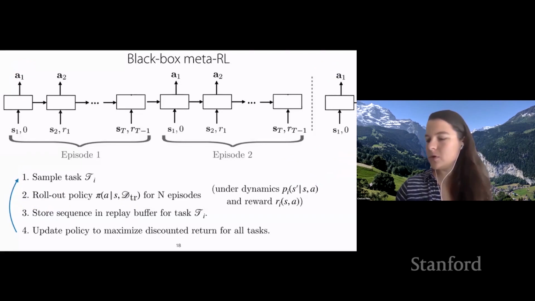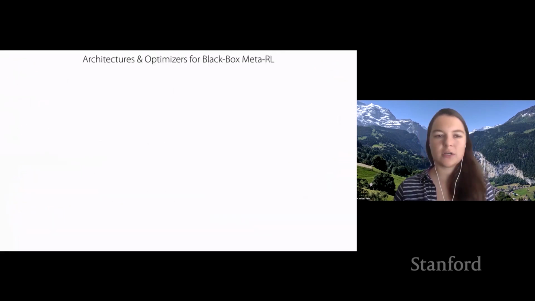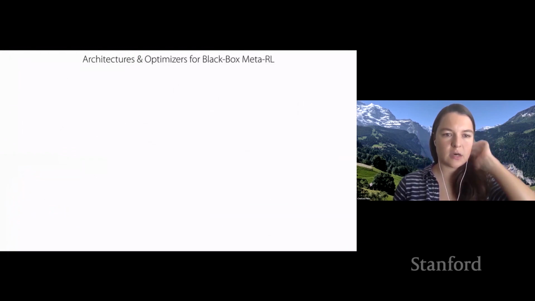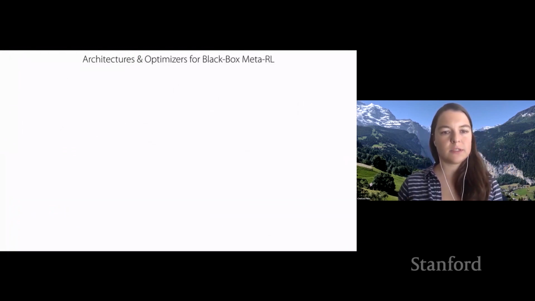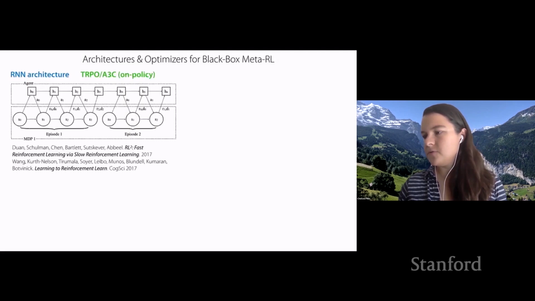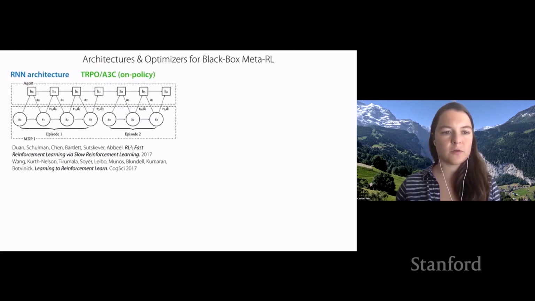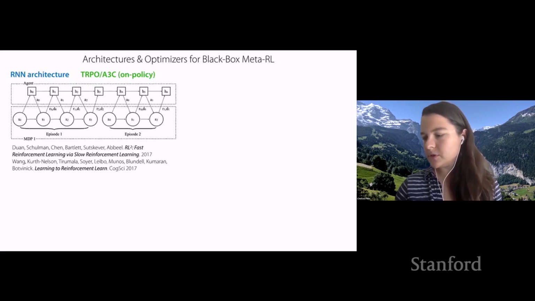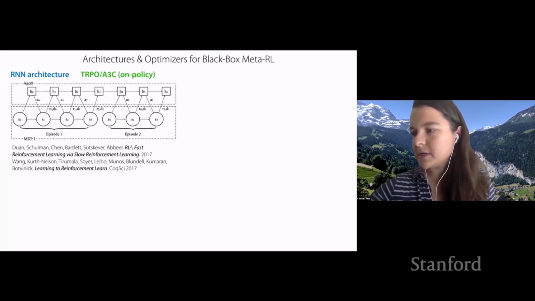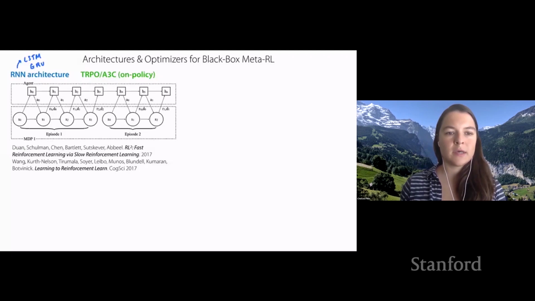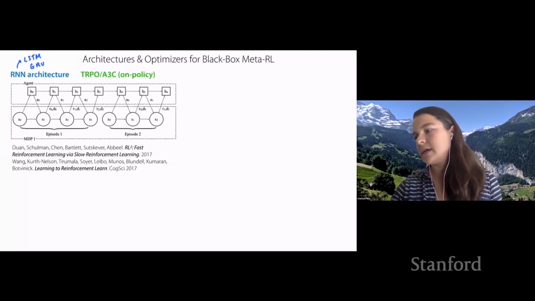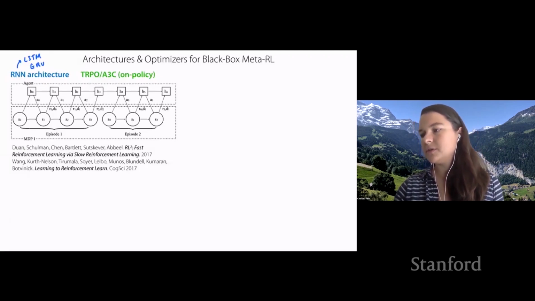So one thing I want to touch on is how do you actually instantiate this algorithm with different architectures and optimizers? I'll highlight a few common approaches. One common approach is to use some sort of RNN-like architecture like we were just talking about. This might include things like an LSTM or a GRU. And then again, you're rolling this out across episodes.